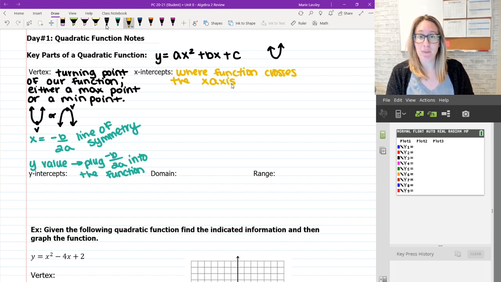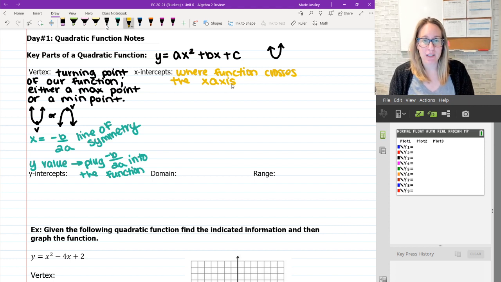Now, this is a really important term. We're going to talk about x-intercepts all the time throughout this school year. Generally, anytime you hear "solve the equation," it means you're finding the x-intercepts, right? You're finding the x value for the function when y is 0. What is x?